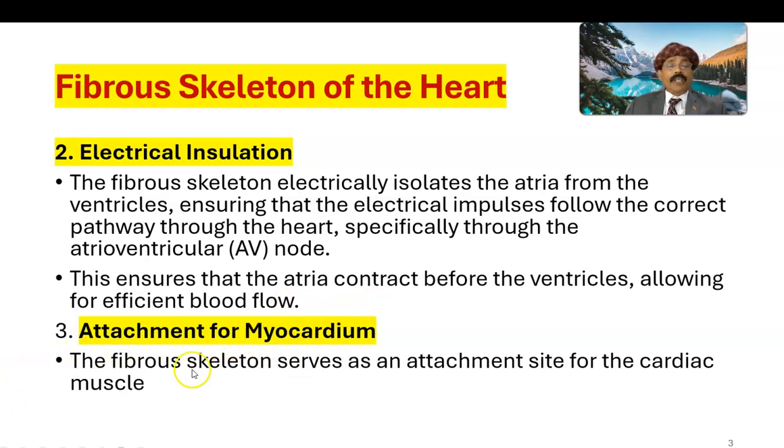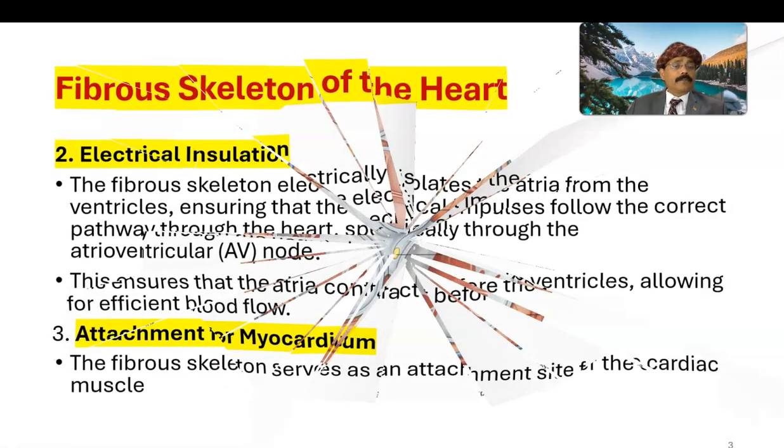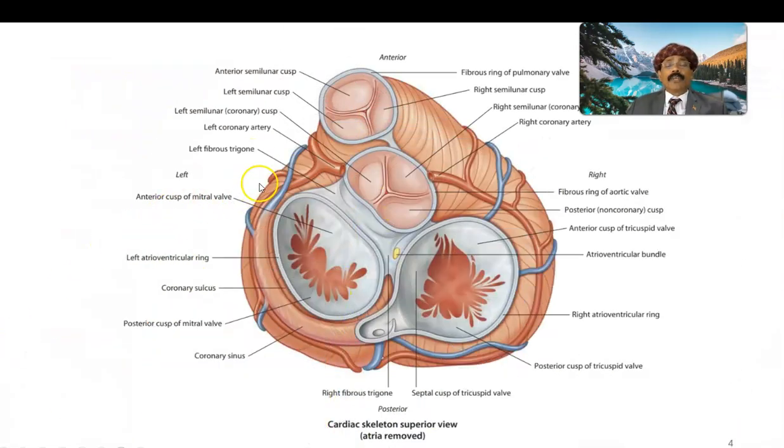Attachment of the myocardium. The fibrous skeleton serves as an attachment site for cardiac muscle. So for the atrial muscle, fibers come from above. For ventricular muscle, fibers come from below the fibroskeleton of the heart. Okay, this is the fibroskeleton of the heart.